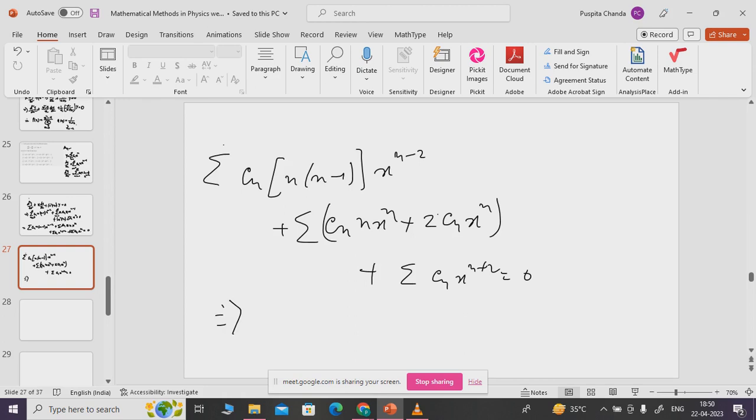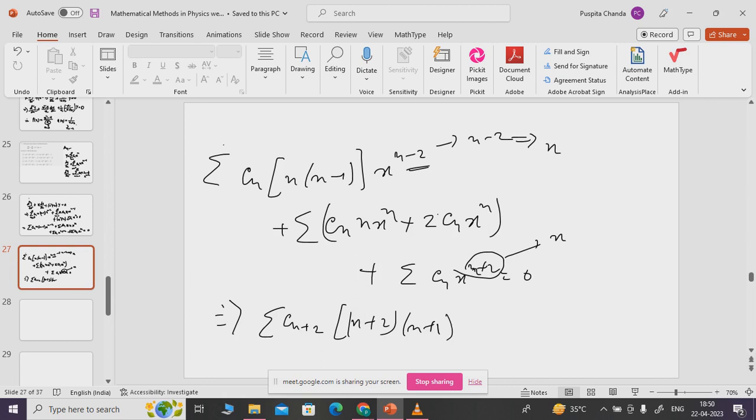Now here it is n-2, so if we replace n-2 by n, and here it is n+2, so it is replaced by n. It is being done to make all the powers of x as x to the power n, and we get a recurrence relation also. So it will become c(n+2)(n+2)(n+1) x^n + Cn n x^n + c(n-2) x^n + 2Cn x^n is equal to 0.